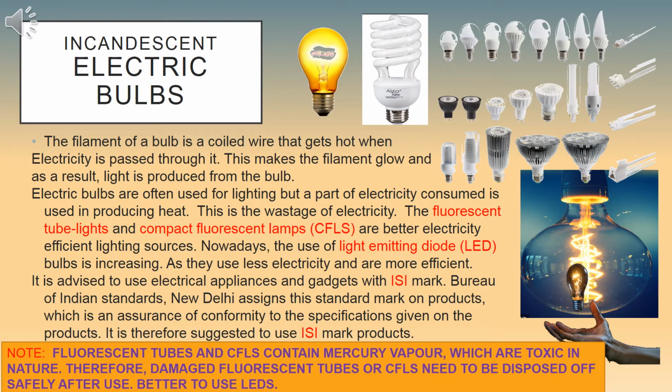Now this is the wastage of electricity. The fluorescent tube lights and the compact fluorescent lamps, that is CFLs, are better electrically efficient lighting sources. But nowadays the use of LEDs, that is light emitting diode bulbs, is increasing as they use less electricity and they are more efficient.